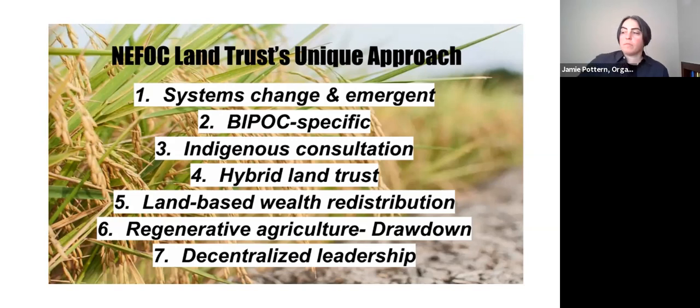We have a deep relationship with Indigenous communities through our Indigenous consultation process. Again, we're a hybrid land trust that is building common spaces as well as incorporating conservation practices. We found a lot of the work that we do on land-based wealth redistribution. We're also trying to create a carbon drawdown in the Northeast through our land holdings, and we really appreciate and draw on the vision of decentralized leadership within this structure, looking at global Indigenous approaches to leadership and governance.